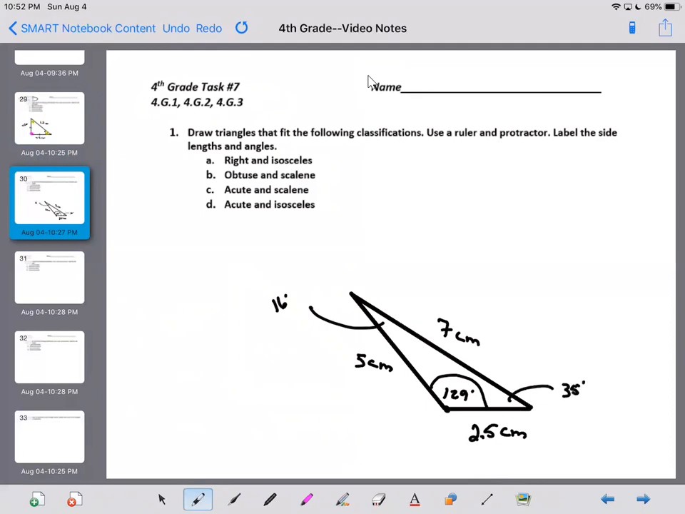So what does that give you? It gives you 129 and 16 and 35. So when you add all those up, you're going to get 180, which is the sum of the degree measures of the angles in a triangle.